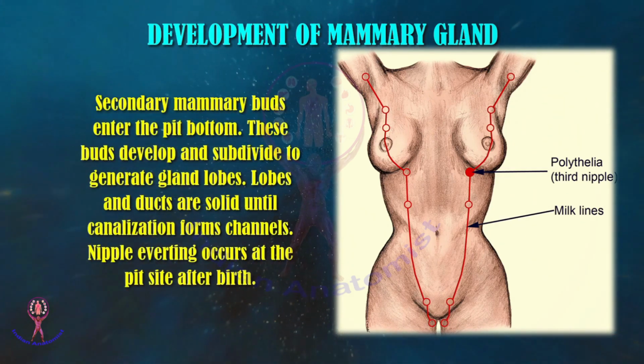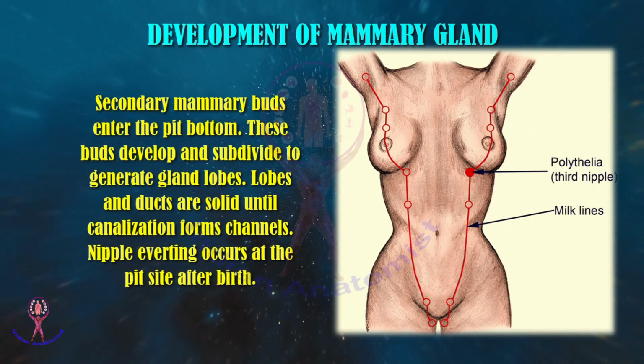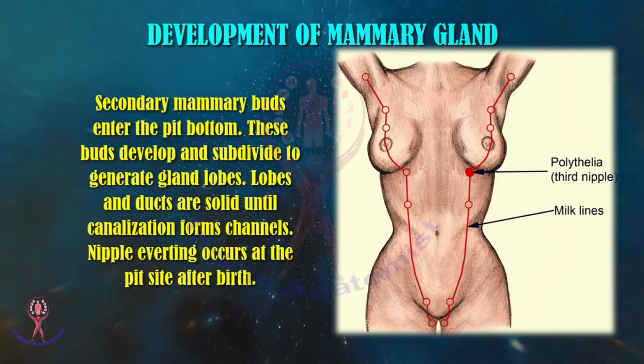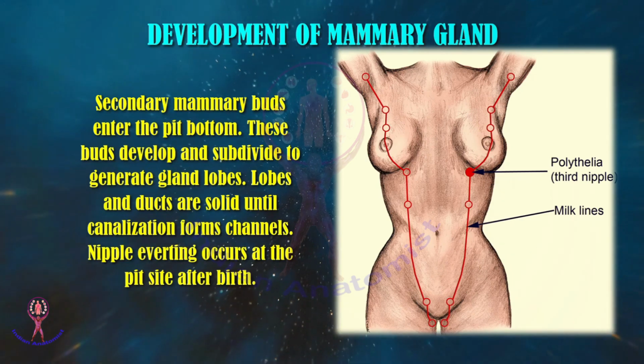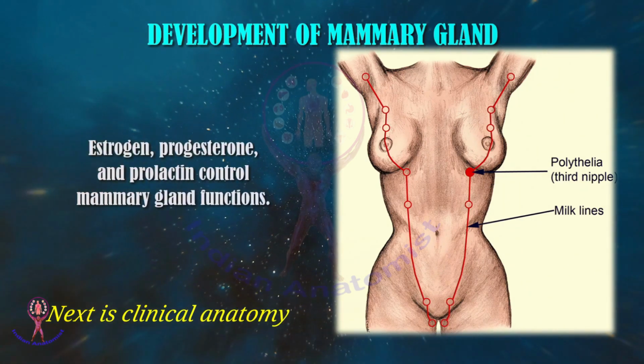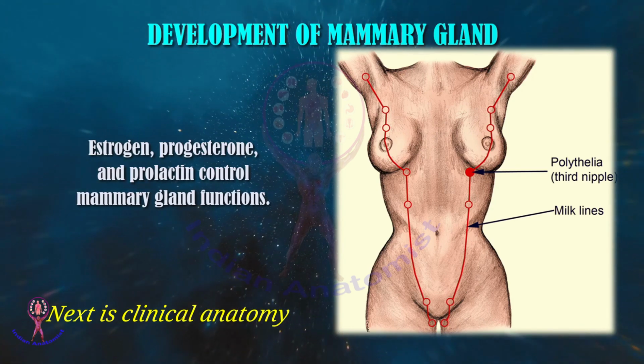The secondary mammary tissue starts to develop and forms a pit. These tissues develop and subdivide to generate gland lobes. Lobes and ducts are solid until canalization forms the channels. Nipple eversion occurs at the pit site after birth. Estrogen, progesterone, and prolactin control the mammary gland functions.